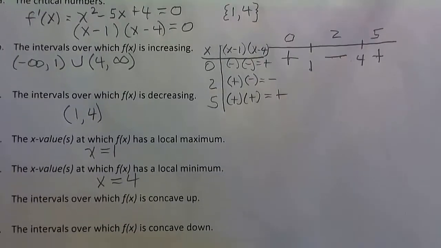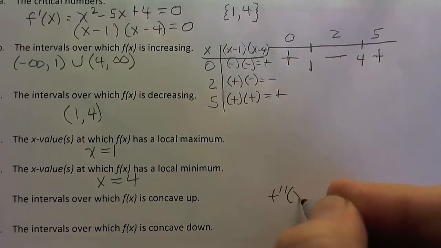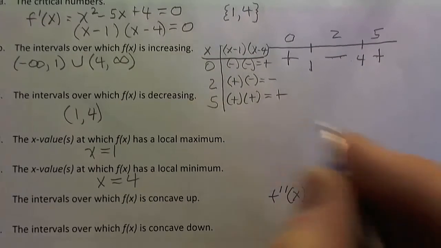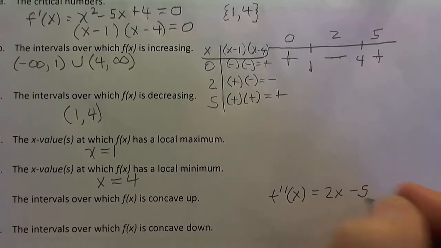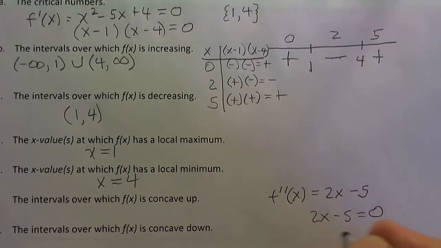Okay, got to slide this down. Now, the intervals over which the function is concave up. Well, that's the job for the second derivative. So I take the function and I find the second derivative, 2x minus 5. And I'm going to set that equal to 0. I'm kind of doing the whole process over.